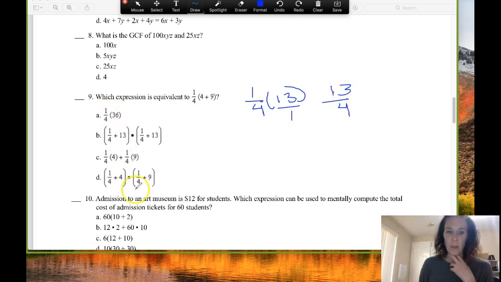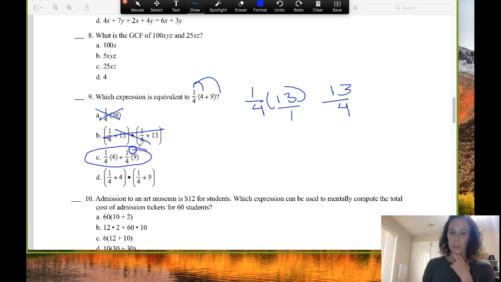But if you'll notice, that's not one of the choices. They're checking distributive property again. They just want to know, if I multiply this times this and this times this, what is that? Okay. Well, I'm adding here, not multiplying. So it's not this. Is it 1/4 plus 13? No. Times 1/4 plus 13? That's weird. No. I'm going to go 1/4 times 4 plus 1/4 times 9. Ding, ding, ding. That's what I'm going to do.